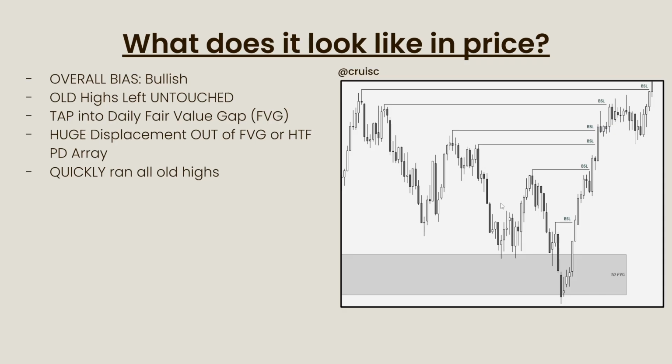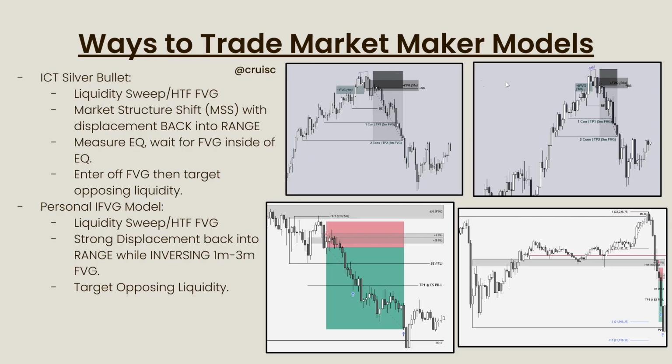Usually the first half of the market maker model is going to be a lot slower, like a ton slower. And then we compare it to the second half or the ending portion of the market maker model, and you'll see we took it out fairly quickly. Now we can think about ways to trade the market maker models.